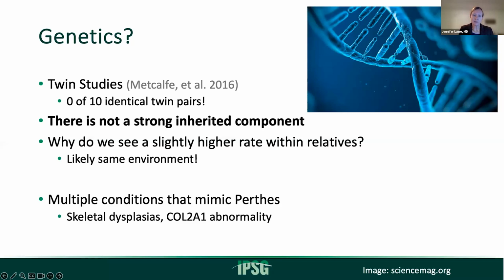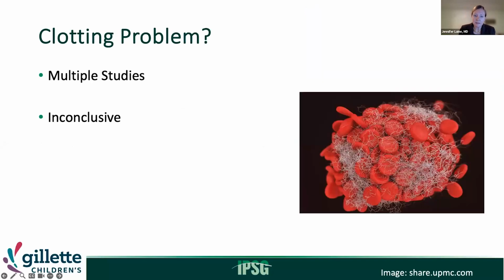Now, there are multiple conditions that mimic Perthes disease, and so your provider may recommend genetic testing. That's really to rule out other conditions that may mimic Perthes disease but aren't Perthes disease. Those can be some of the different skeletal dysplasias, which can be genetic conditions where you have differences of growth of bone or cartilage. There have been many studies on whether this is a clotting problem, and some studies support that and some refute that. In general, the clotting studies have been fairly inconclusive. And my own thinking is that if this really is a clotting problem, why does it affect only the hip and not other parts of the body?